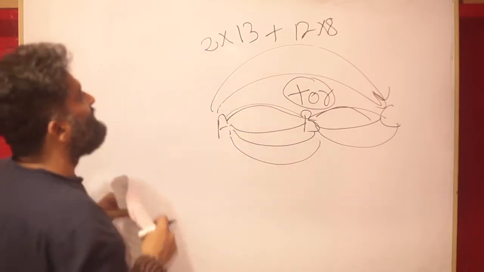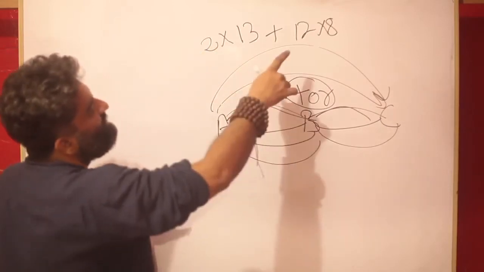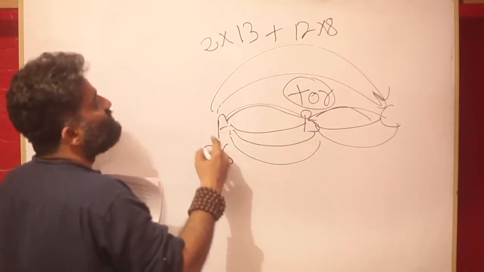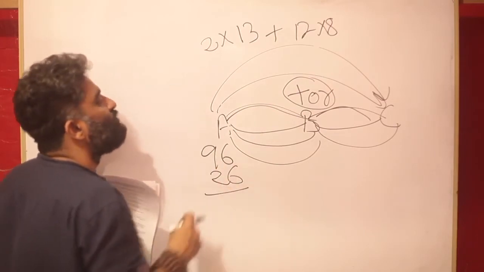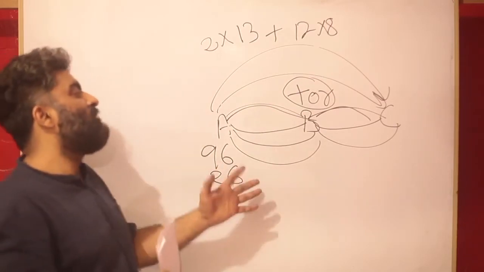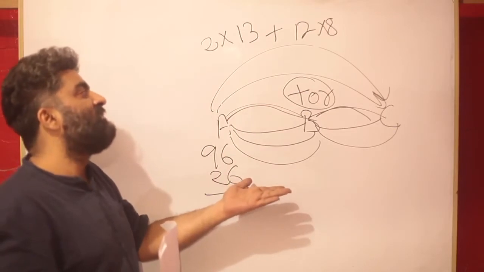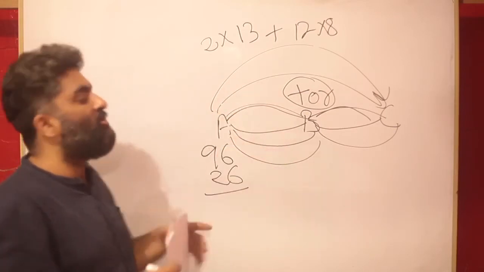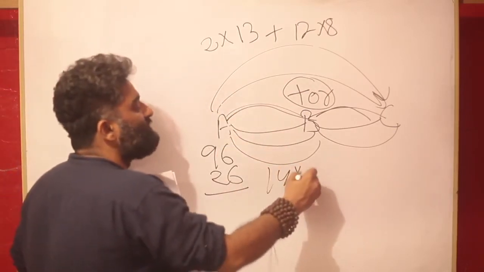So 2 into 13 is 26. 12 into 8 is 96. So 96 plus 26 should be your answer, right? And I hope the logic is also very clear to you. Why and what is the problem with 14 into 13?